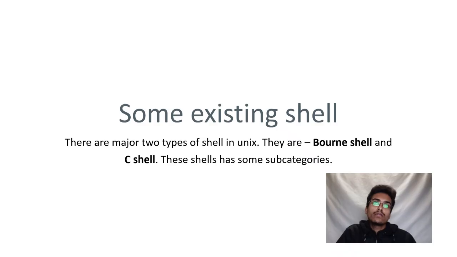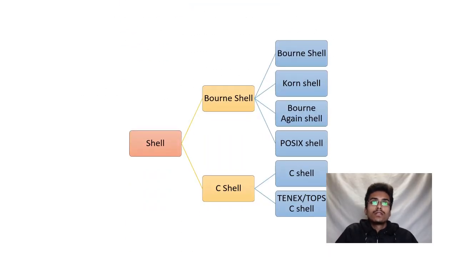There are two major types of shell in Unix. They are Bourne shell and C shell. These shells have some subcategories as well. As you see, here is shell, and shell has two types. First one is Bourne shell and second one is C shell. Bourne shell has four subcategories. First one is Bourne shell itself, then Korn shell, then Bourne Again shell, which is bash, then POSIX shell. On the other hand, C shell has C shell itself and TC shell.